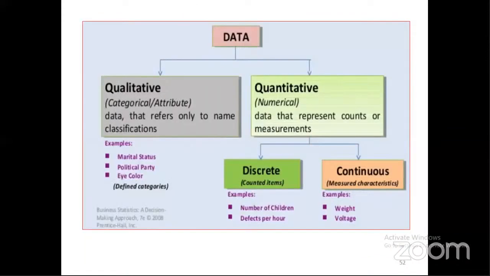Data may be of two types: qualitative data and quantitative data. In qualitative data, we are using categorical or attribute data like marital status, political parties, eye color, etc. Quantitative data represents counts or measurements. There are two types: discrete and continuous. Number of children, defects per hour are discrete; weight and voltage are continuous, etc.